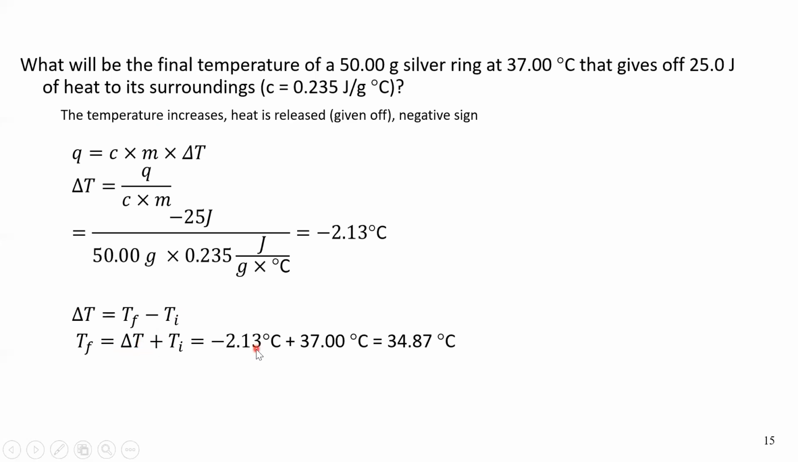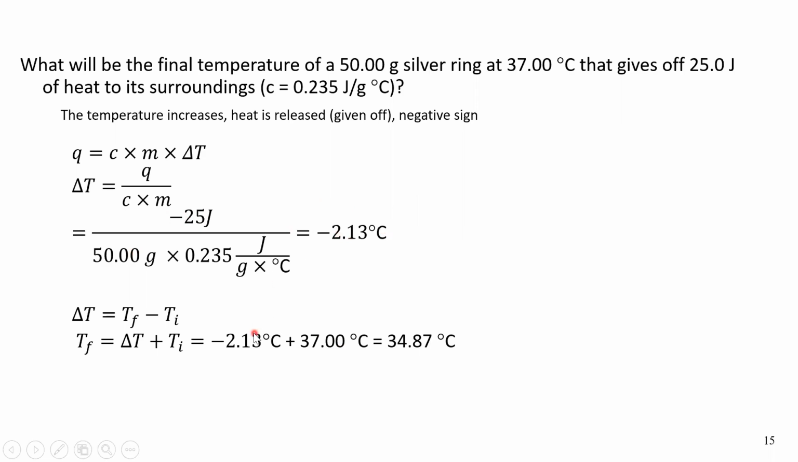So we've got negative 2.13 plus 37 degrees Celsius gives us 34.87 degrees Celsius. Now, remember that when you add or subtract, you're looking at the number of decimal places to decide where you want to round off. Since both of these numbers have digits in the hundredth place, you want your answer in the hundredth place. Again, this should say 25.0, so that then we have 3 significant digits here, 4 significant digits here.